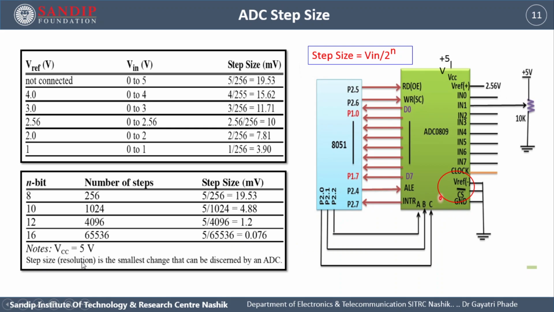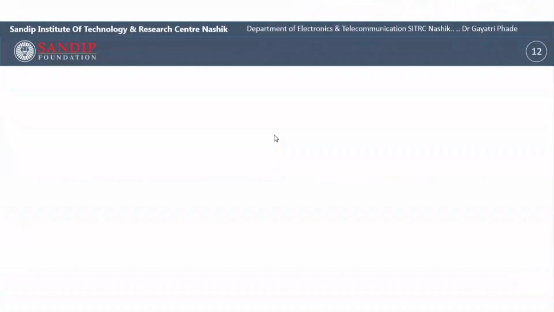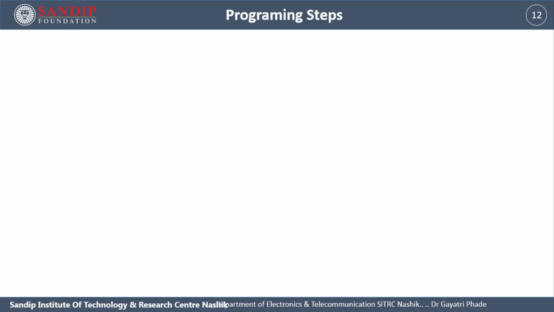So step size or resolution is the smallest change that can be discerned by an ADC. So here is the importance of this step size. Now let us see how to program an ADC.